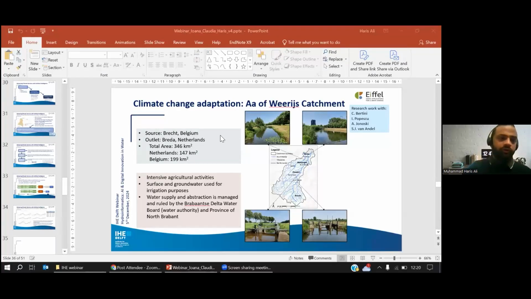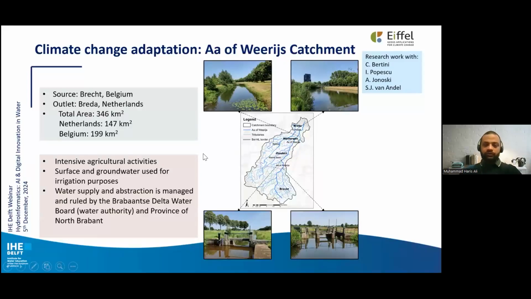Okay, hello everyone. Today I will be talking about a small catchment in the Netherlands, which is part of the Eiffel project. The catchment is Ahoverijs, and we will be looking at the climate effect on this catchment and how we have strategized nature-based solutions and adaptation strategies to mitigate some of the effects of climate change.